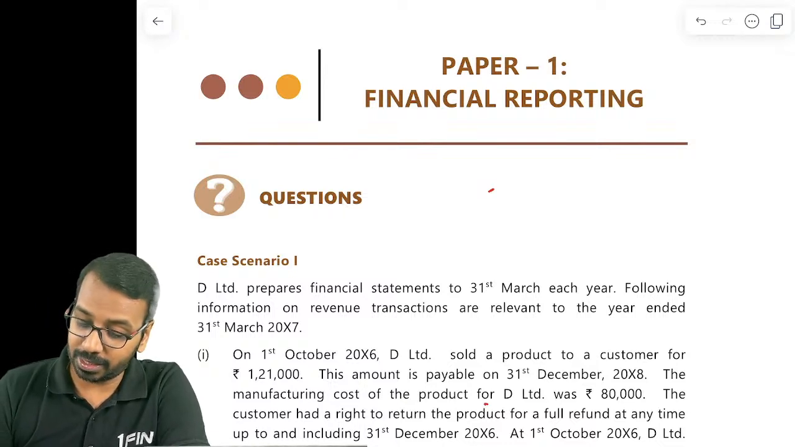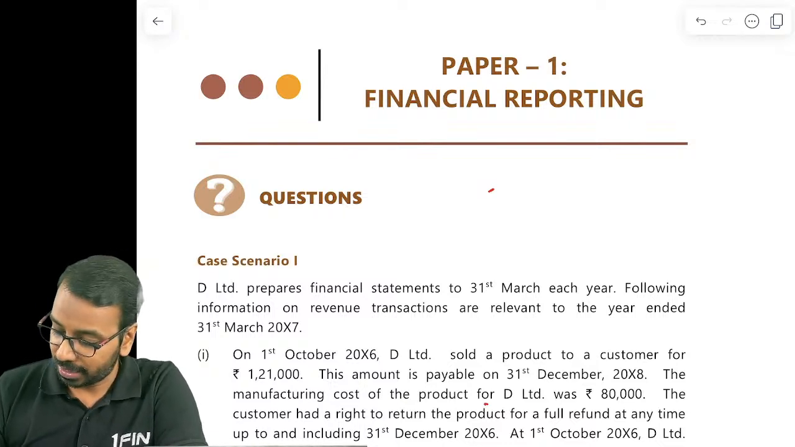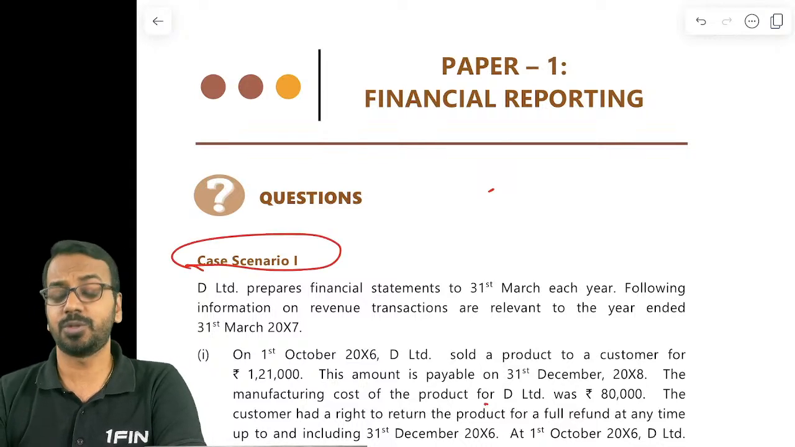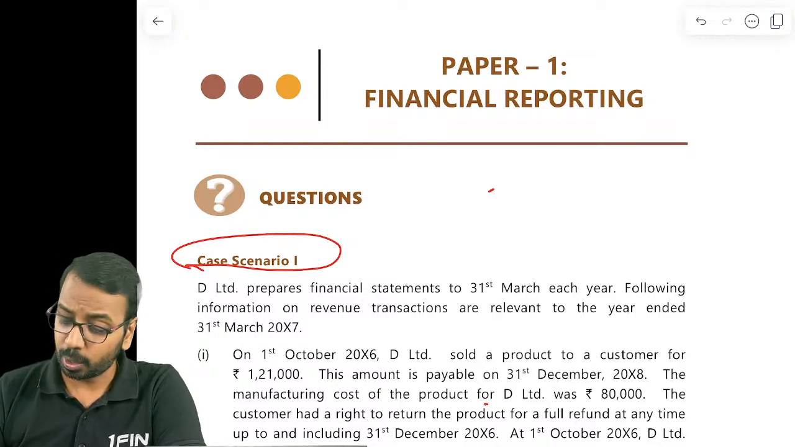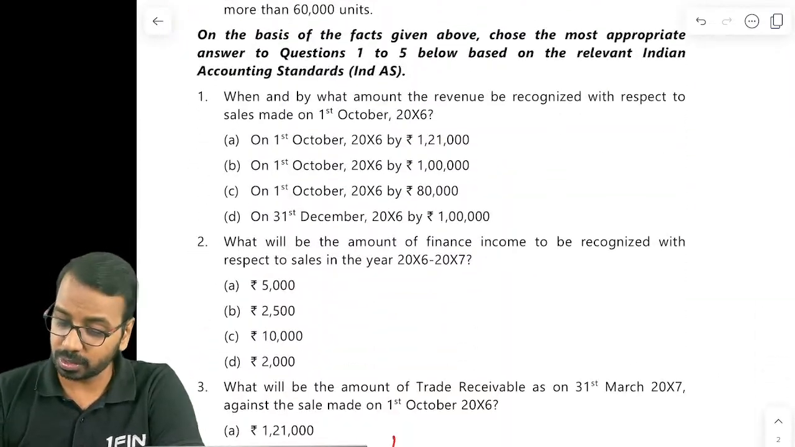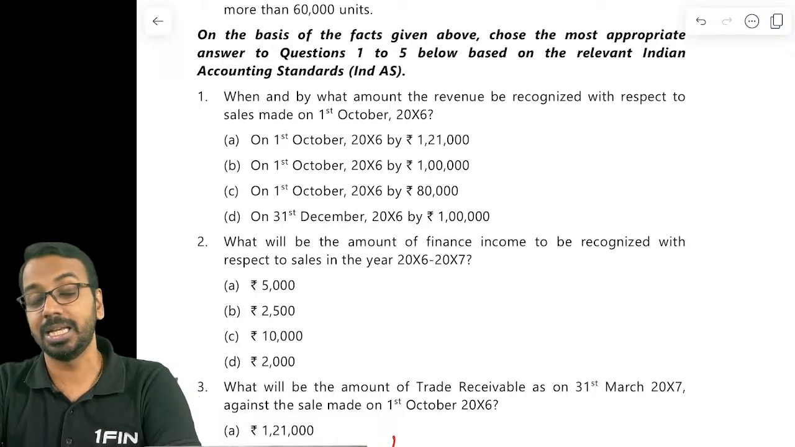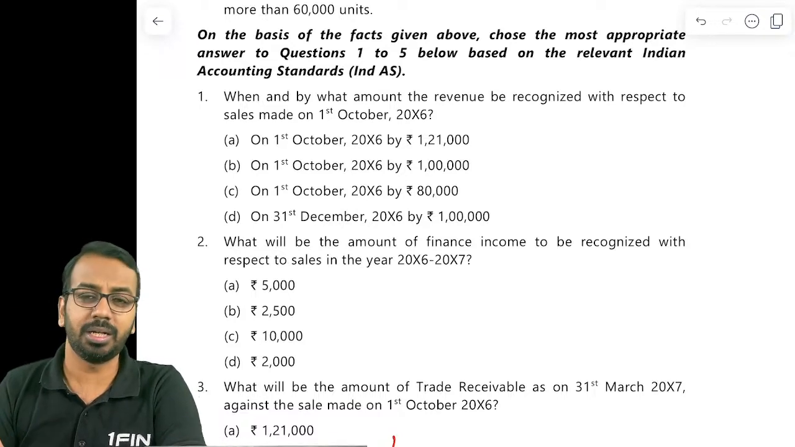The first one is case scenario based MCQs. Now, I've been telling this earlier as well, whenever you see a case scenario based MCQ, quickly look at the questions, because based on the questions you can figure out what the important points in the case are which you need to solve it. It will not take more than a minute, right?